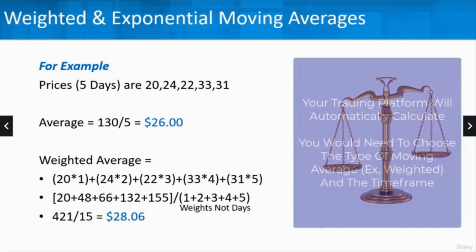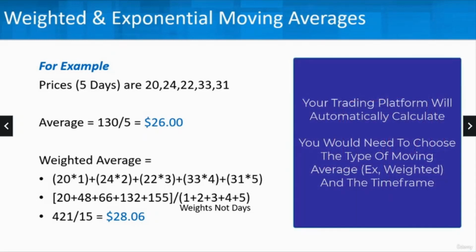Now here's the good news. You don't have to calculate any of that when you're trading or working with your trading platform. You just have to select that you want to use a weighted moving average as opposed to the simple moving average. But I thought it was important to understand how it works mathematically, that they are putting more weight on the more recent days when you do a weighted moving average.